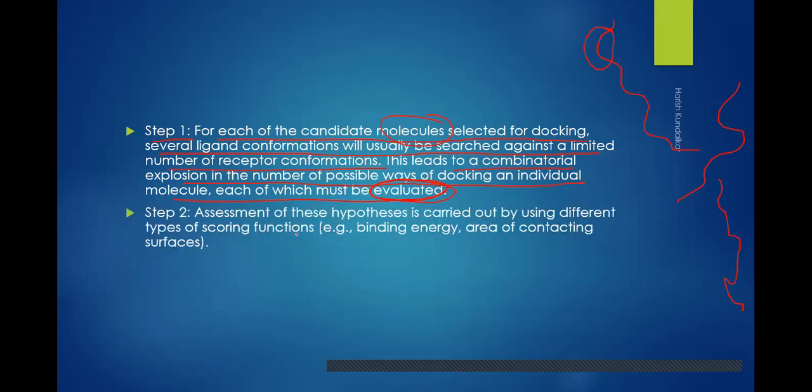Then step two is assessment of these hypotheses, which is carried out by using different types of scoring functions. So what kind of scoring functions can we have? Binding energy is the most widely used. Then we can have area of contacting surfaces. For instance, a ligand can have hydrogen bonding, hydrophobic interactions, ionic interactions, other types of interactions, right? All of those different types of interactions can also be used for scoring. But the scoring function which is most widely used is binding energy.